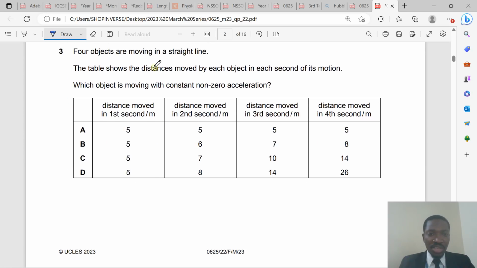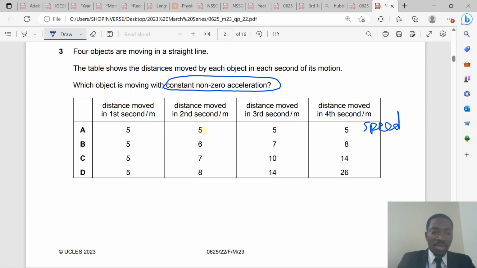Straight to question 3. 4 objects are moving in a straight line. The table shows the distance moved by each object in each second of its motion. Which object is moving with constant non-zero acceleration? Look at object A. Distance moved in first second 5 meters. Distance moved in second second 5 meters. So it keeps covering 5 meters at every 1 second interval. That means it is moving with constant speed or uniform speed. But the question says which object is moving with constant non-zero acceleration? As for A, it is constant speed, so it does not correctly answer the question.